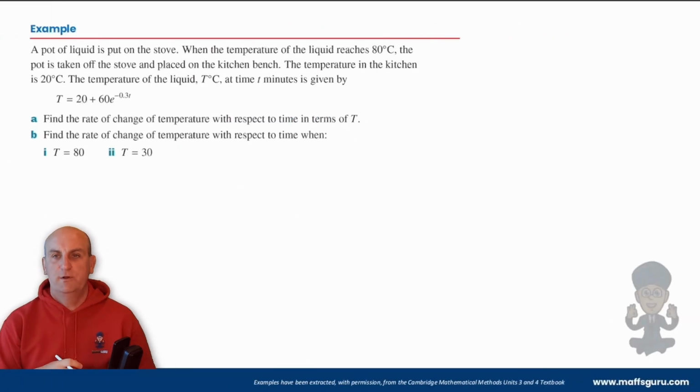A pot of liquid is put on the stove. When the temperature of the liquid reaches 80 degrees centigrade, the pot is taken off the stove and placed on the kitchen bench. The temperature in the kitchen is 20 degrees. The temperature of the liquid, T degrees C, at any time t is given by that.